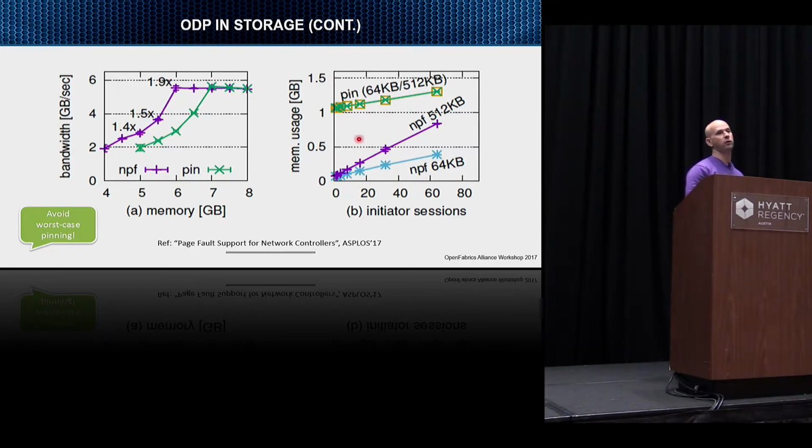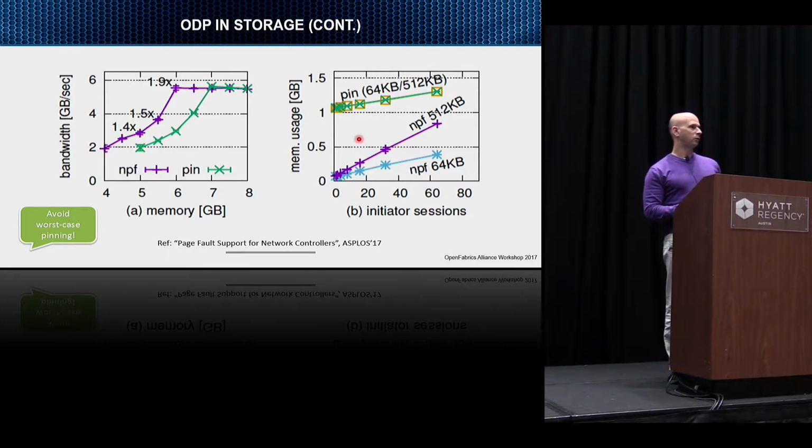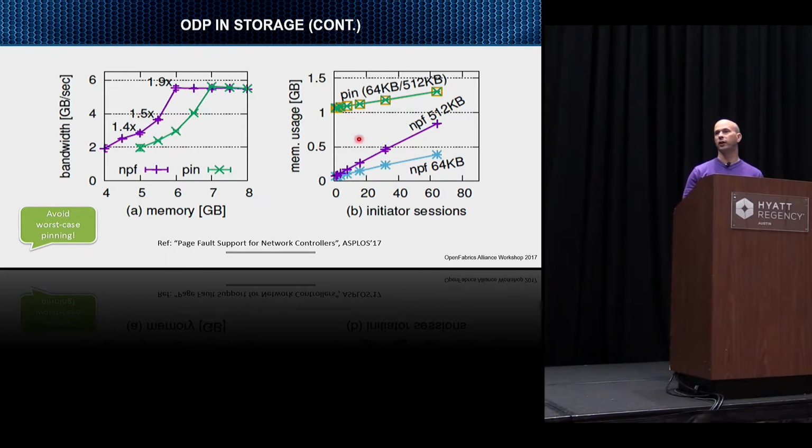Now, you might wonder, why would iSER register upfront a whole gigabyte of memory for staging between the disk and the network? It turns out that if you add more and more initiators to the target, you see that even with demand paging, the memory utilization goes up, nearing 1 gigabyte. So they actually had quite a good estimate of what they need to do. It's still less than the pinning case.